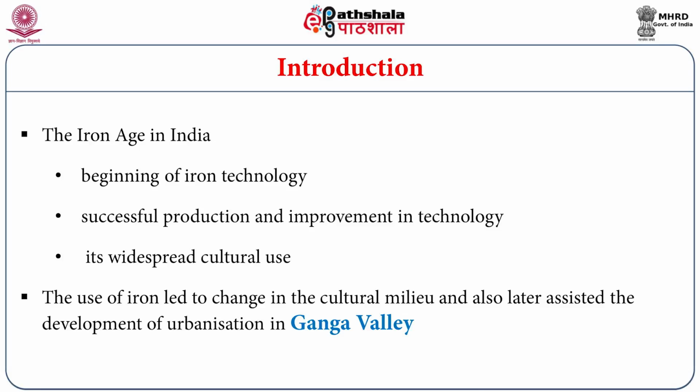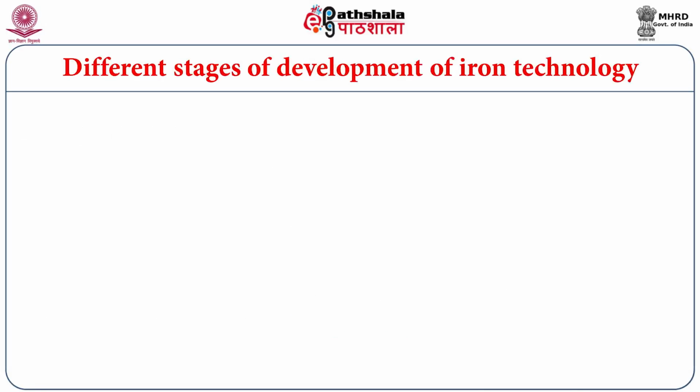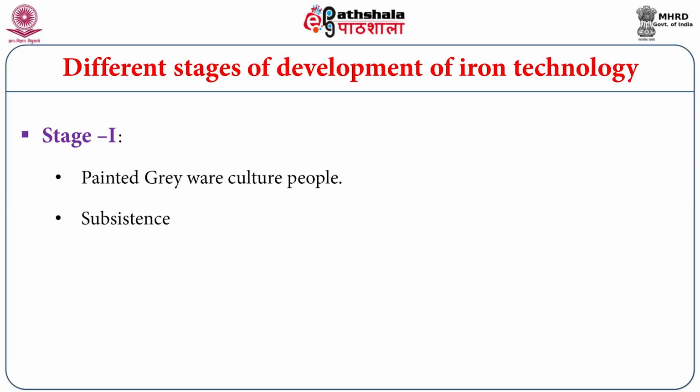However, there are scholars who have other views, who think iron was not so important. What were the stages in the development of iron technology? Scholars generally classify these stages into three. Stage 1 is represented by painted grey ware culture in northern India. The subsistence base of this period comprised hunting and animal husbandry and also low-level agricultural production.